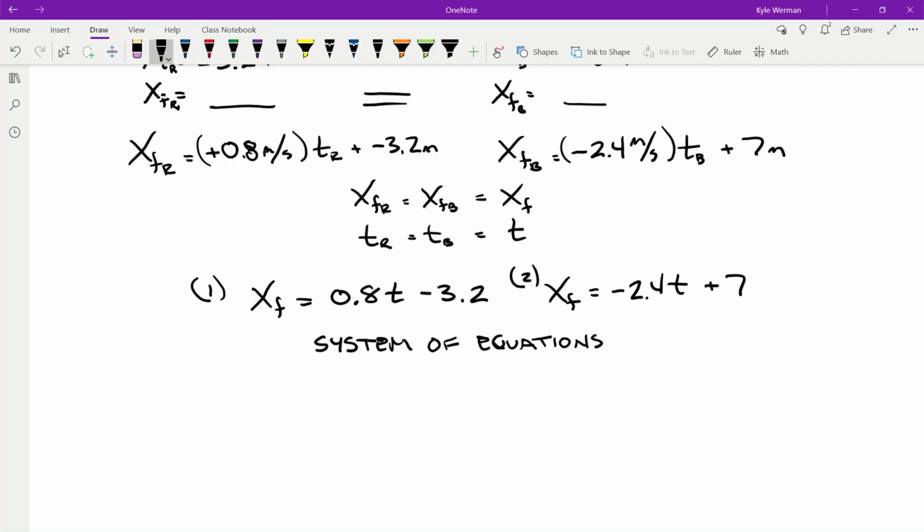A system of equations, if we have two equations and two unknowns, we can solve it. We have two equations and two unknowns, we're in good shape. If I had three unknowns, I would need three equations. Well, how do we solve a system?